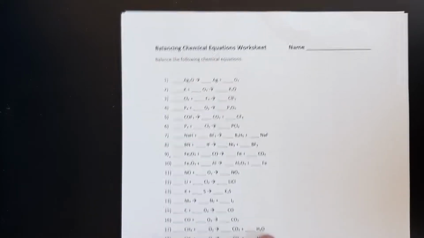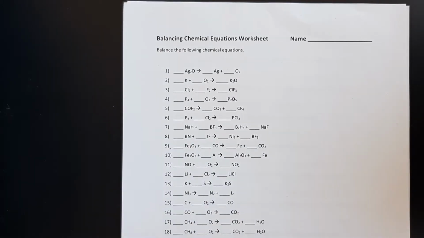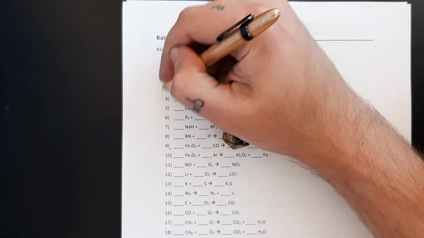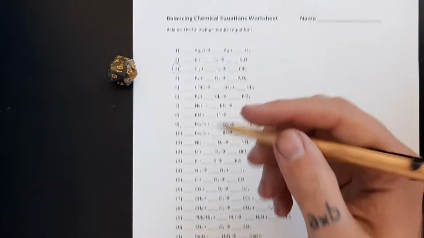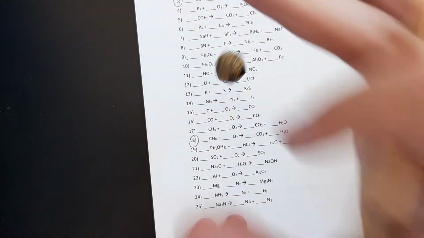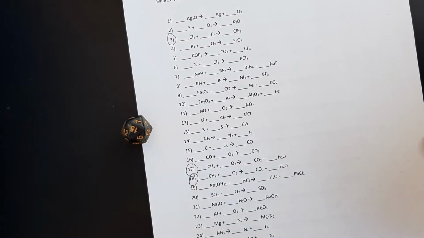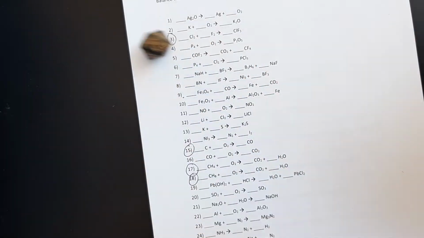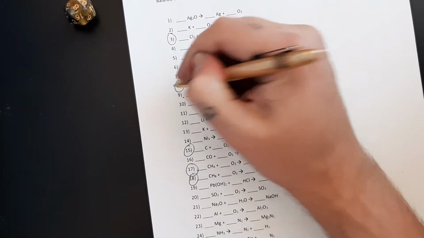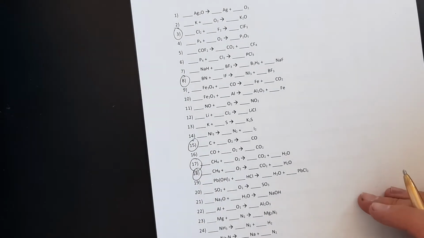Okay, so we're going to do some balancing chemical equations guided practice. We got 25 questions on here, so let's just roll a die and see which random ones we're going to be doing. Let's do 5. Okay, so first one we're doing is number 3, and number 18, and number 17, and number 15, and number 8. Okay, let's go through those.